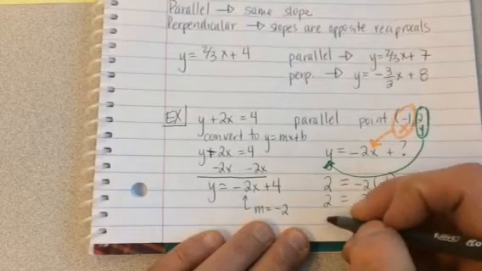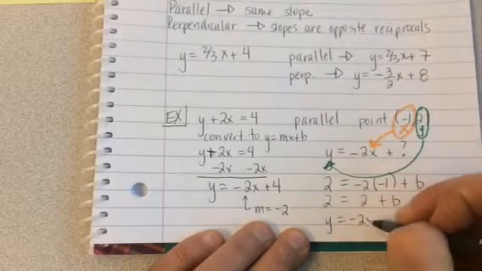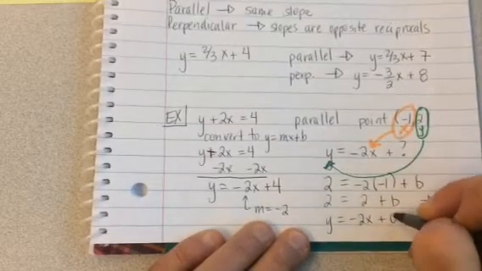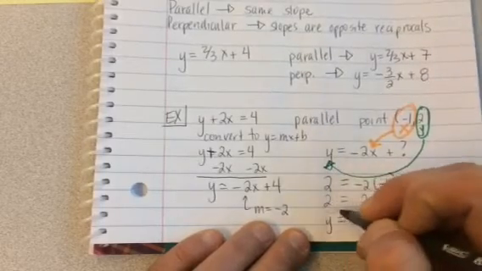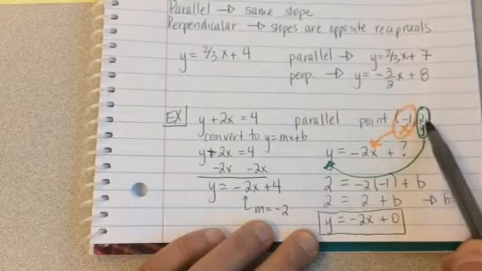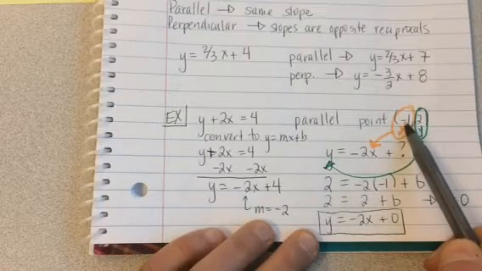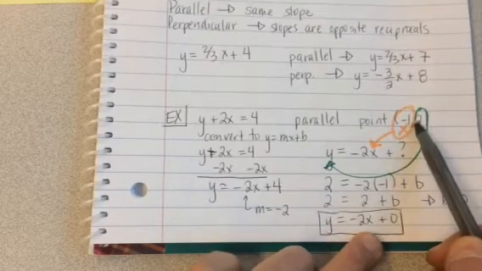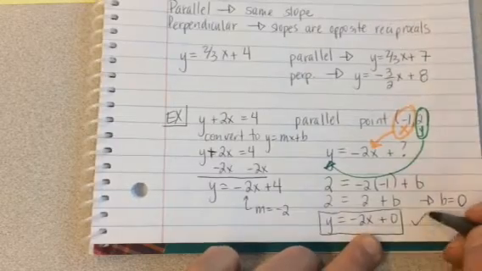So my final equation is y equals negative 2x plus 0, or you could just write y equals negative 2x. Let's plug in this point again and make sure this really works. If we plug in negative 1, do we really get out 2? Yes, we do, so that works.